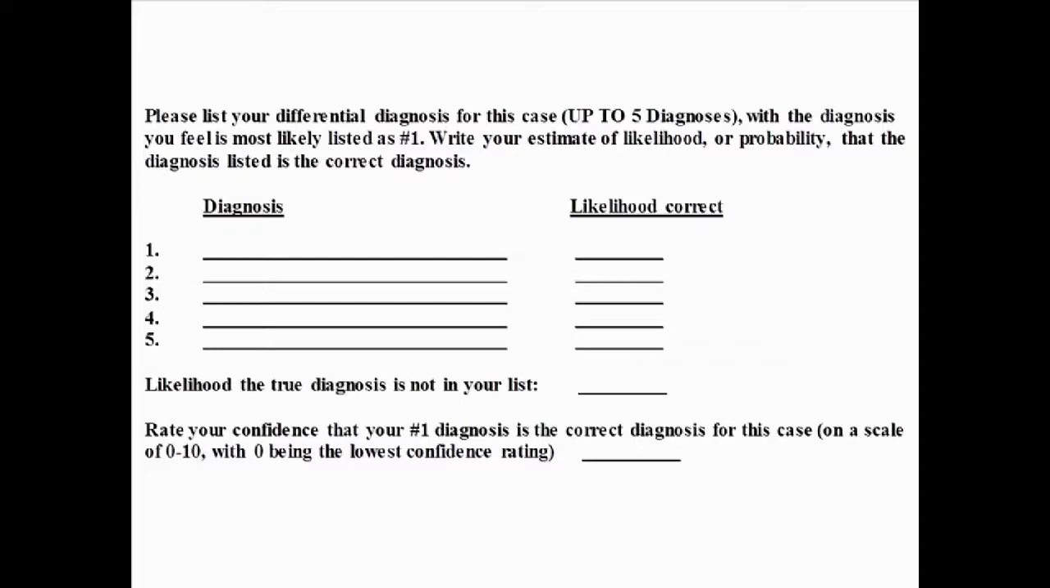So everybody saw a case that looked just like this. They would read the case. They were asked to provide their differential diagnosis, including up to 5 diagnoses, and also to estimate the likelihood that each diagnosis on their differential was the actual diagnosis, and finally to rate their confidence on a scale of 0 to 10 that their number 1 diagnosis was correct.